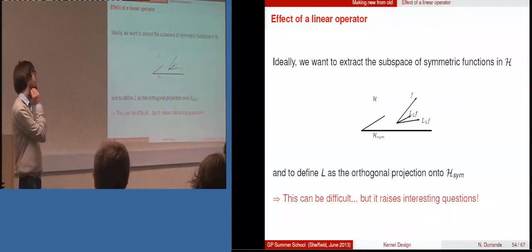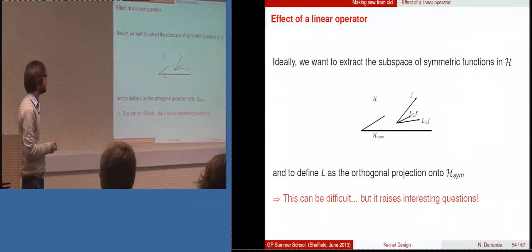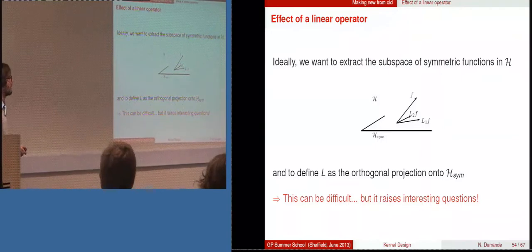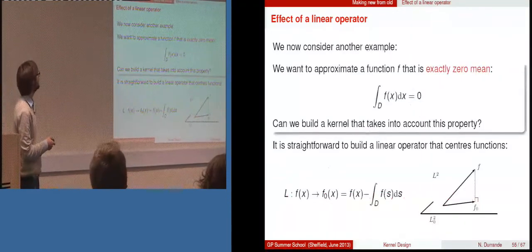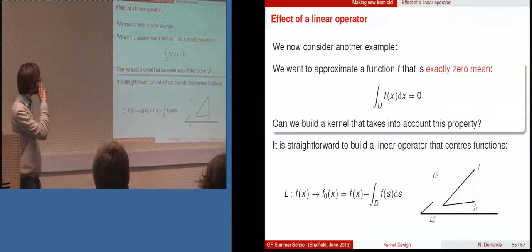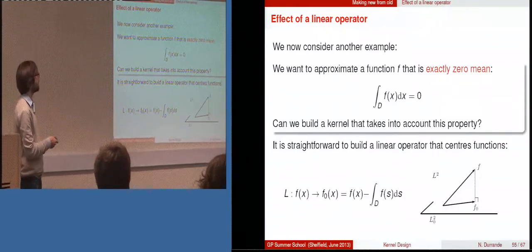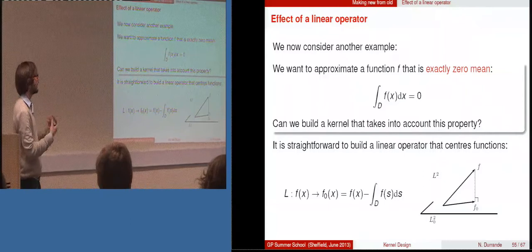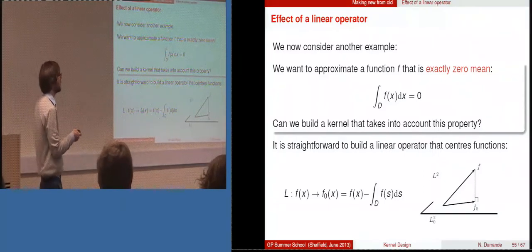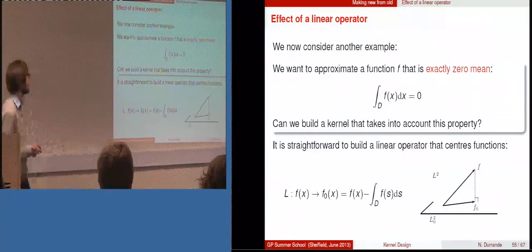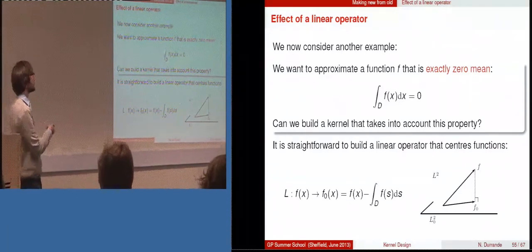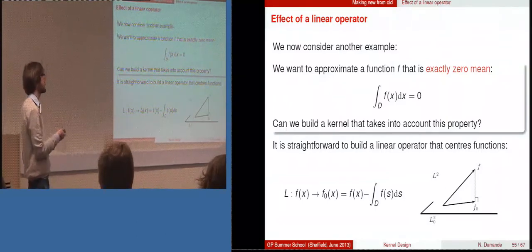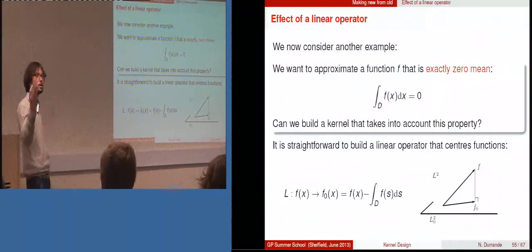I'm not sure about the answer here for symmetric functions, but I will illustrate that with another example, which is to approximate a function that satisfies this condition. We want to approximate f, and we have extra knowledge about f, which is that it's exactly a zero mean function, so the integral of f is equal to 0. So the question is, can we build a kernel that reflects these properties? Can we put this information we have in our prior?